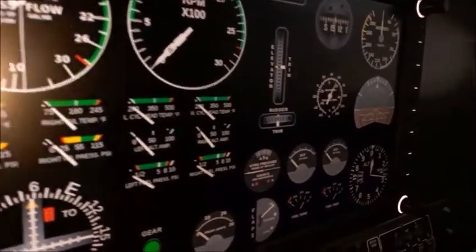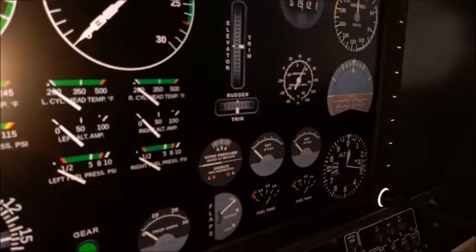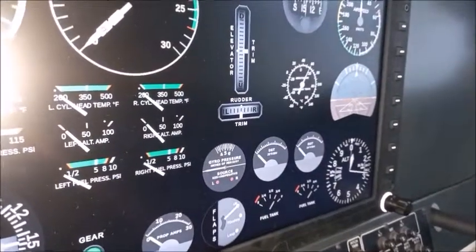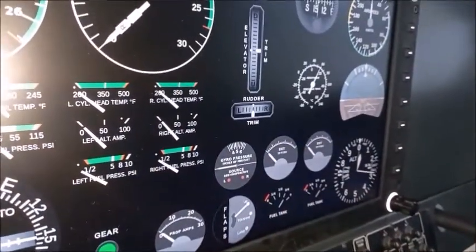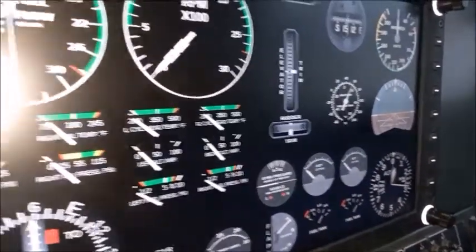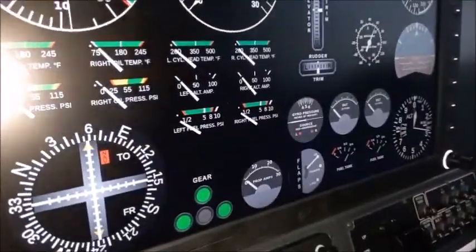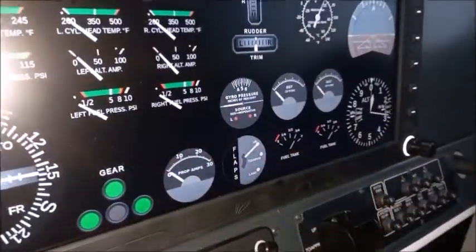This specific system's got a rudder that can be trimmed as well, so it's not just an elevator, but it's also the rudder that can be trimmed. And then we're able to see the fuel gauges over here simulated. You can come down over here, and we've got our radio system as well.